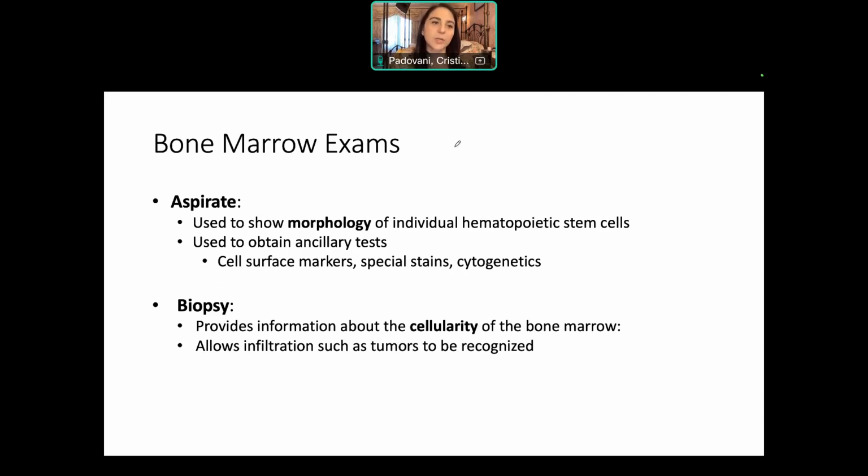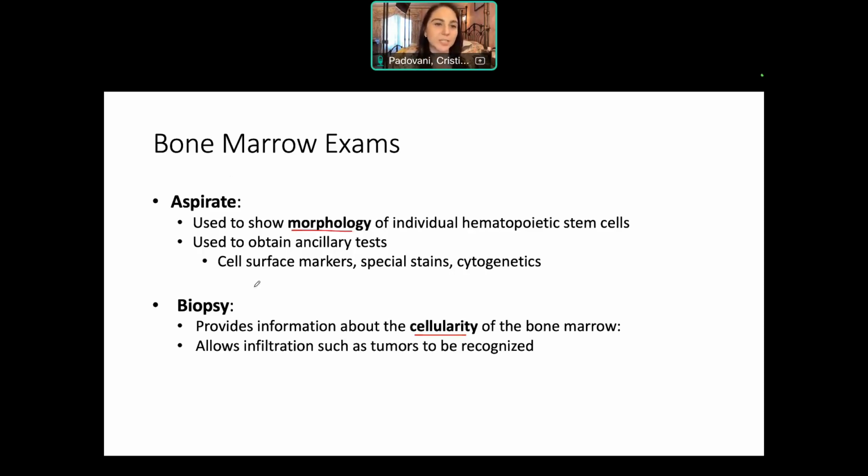So for bone marrow exams, you can either do an aspirate or a biopsy. An aspirate's going to be like the liquid, like you aspirate it out. Biopsy is going to be more like you cut out part of that bone marrow. Aspirates are used to show morphology. Biopsies are used to show cellularity. So for morphology of individual hematopoietic stem cells, you take out the liquid, and then you want to look at it under a microscope and ask, what do these individual cells within this liquid look like?